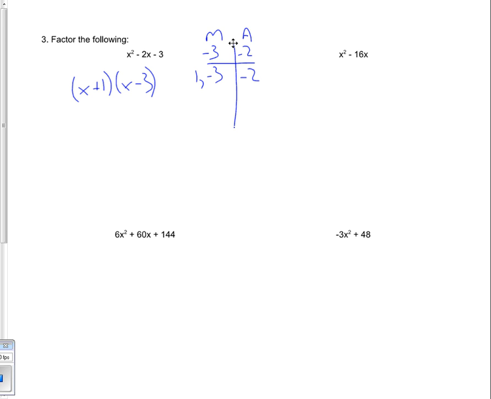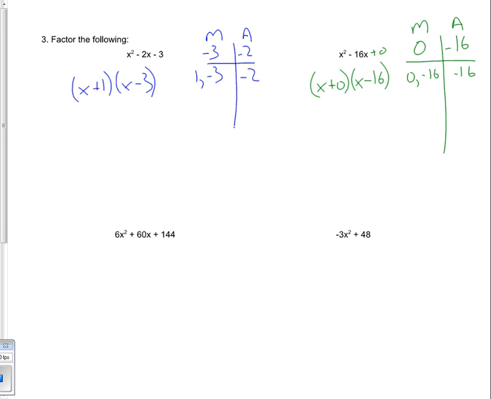Okay, so in our next example, we've got x squared minus 16x. So right now that doesn't look like a trinomial, but because our c value is actually equal to 0, we're going to put a 0 there at the end. So we're going to do two numbers that multiply to 0 and that add to negative 16. That's going to be 0 and negative 16. So we're going to end up with x plus 0 and x minus 16. Okay, because 0 times negative 16 equals 0, and 0 plus negative 16 adds to negative 16.